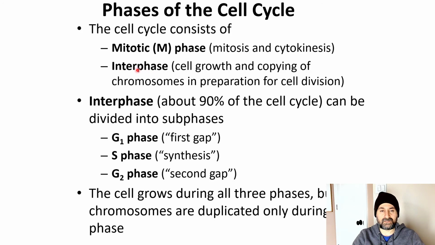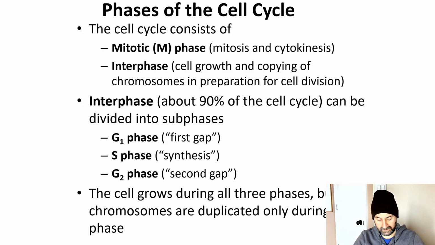The other part of the cell cycle is known as interphase, and this is the part of the cell cycle where the cell is growing and copying its chromosomes. Let's break down interphase, and then we'll break down M phase. Interphase takes up 90% of the cell cycle. So please know again that there is interphase and there's M phase, and know that M phase consists of mitosis and cytokinesis. But cytokinesis is not part of mitosis.